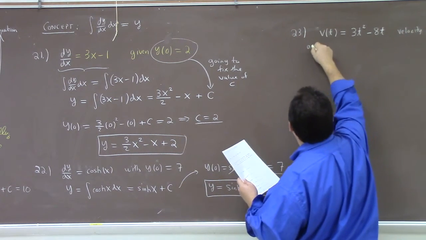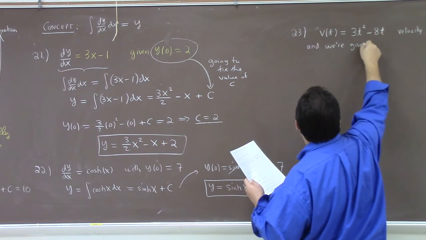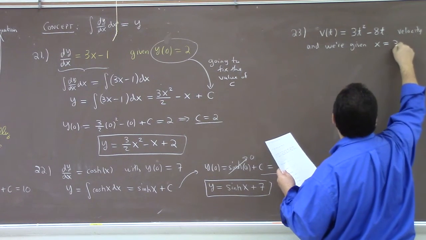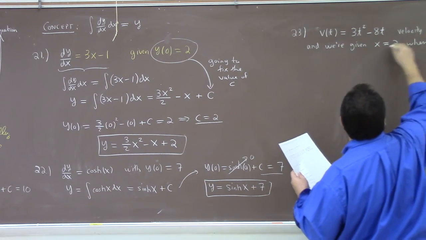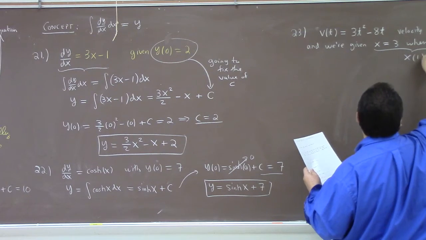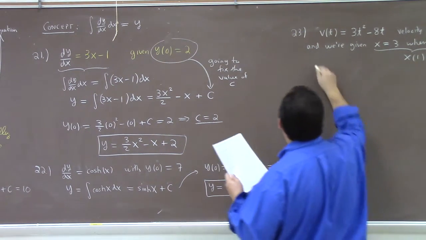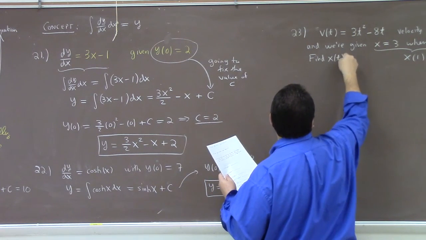And we're given x equals 3 when t is equal to 1. So this can also be expressed, as I did in the problem, as x of 1 equals 3, right? We're supposed to find the position as a function of time.